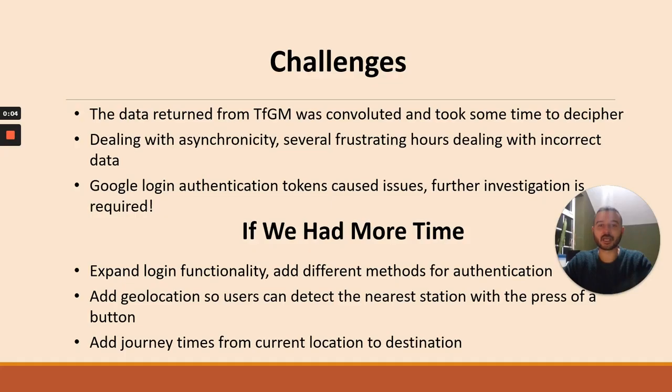There were a number of challenges we encountered while building the application. The first being that the data returned from the TFGM API was quite convoluted. We also spent a number of hours dealing with asynchronicity and getting the wrong data through. The Google authentication tokens also caused us a bit of a headache. If we had more time, we'd have liked to expand the login functionality to add a few different methods of authentication. We'd have loved to put some geolocation features in there as well as getting some journey time functionality in so people could actually plan their whole route.